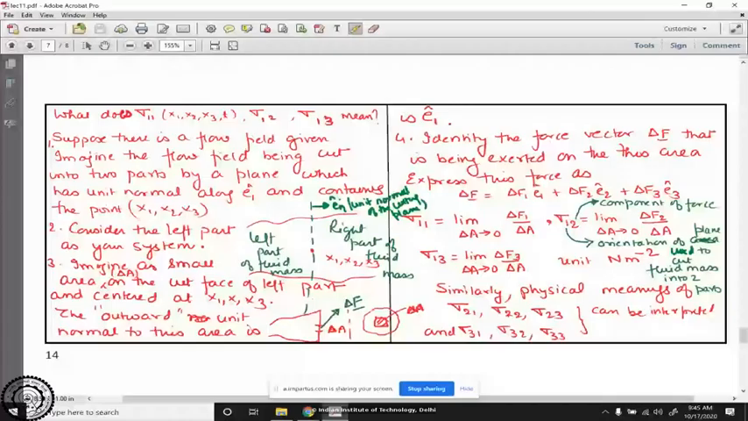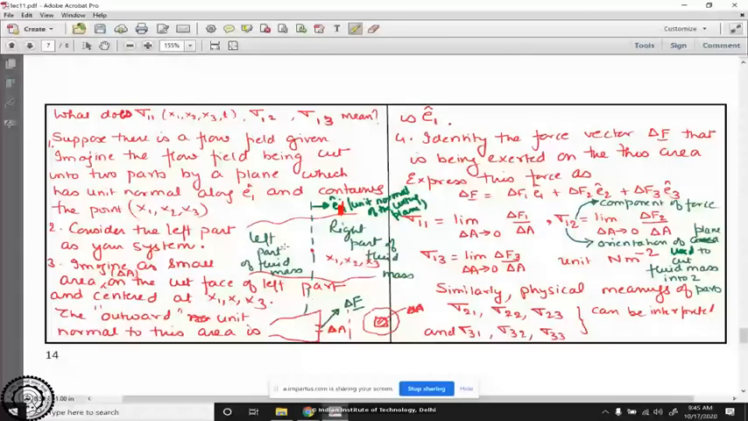For this special case, I have used a plane which has unit normal E1, and that plane contains x1, x2, x3. Now consider the left part of your system. After making this imaginary cut, throw away the right hand part completely and focus only on the left hand part. Consider the left part as your system.